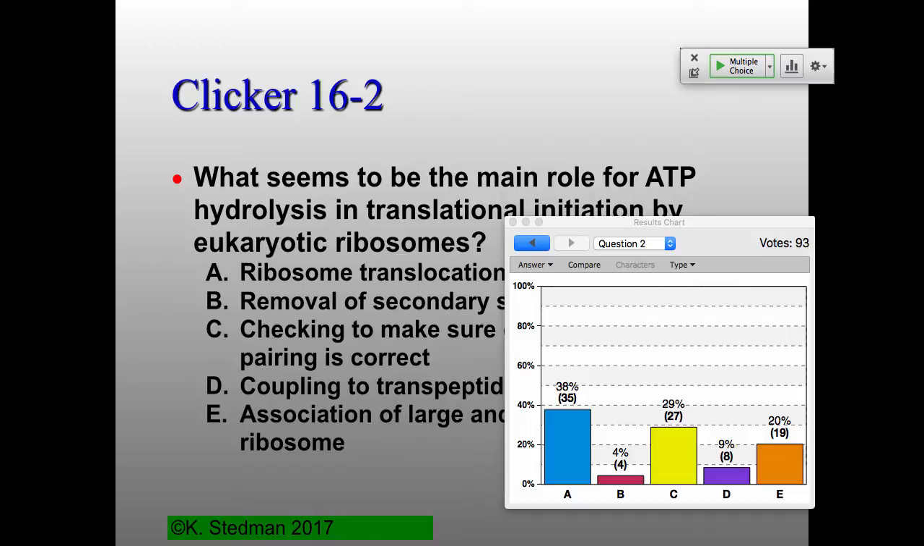So ribosome translocation, from codon to codon, is what? It's going to be GTP, and what's the protein that's involved in that? Elongation factor 2 or G, right? So checking to make sure base pairing is correct. Which one's that? Elongation factor 1 or EF-Tu. Coupling to transpeptidation, the ribosome does all that. We don't need to bother about it. And associated to the large and the small subunit.